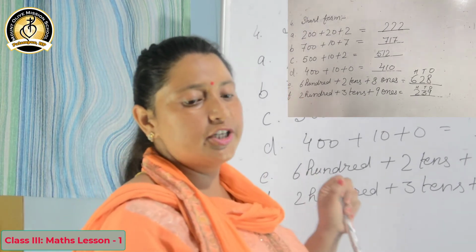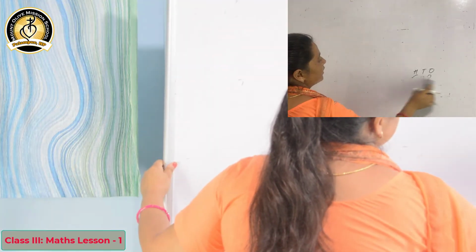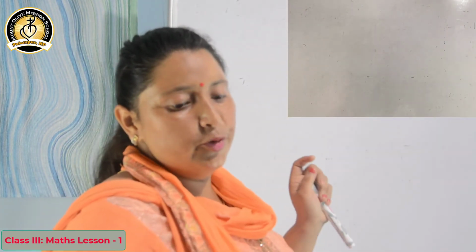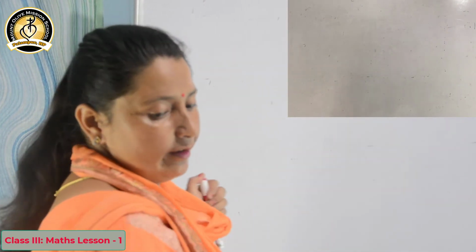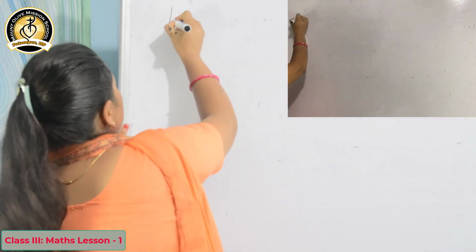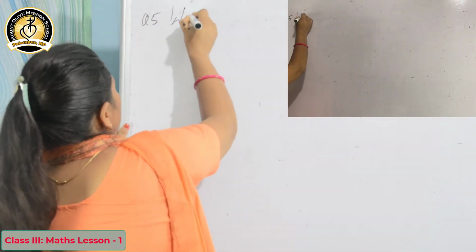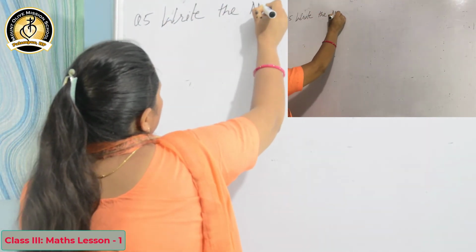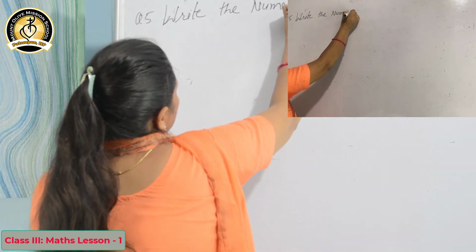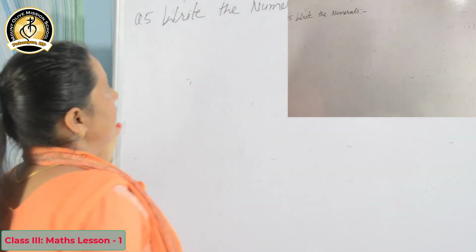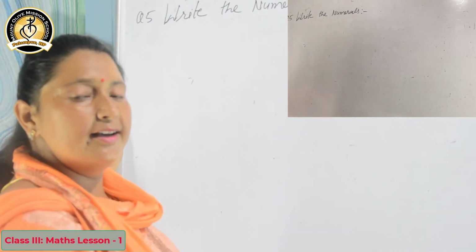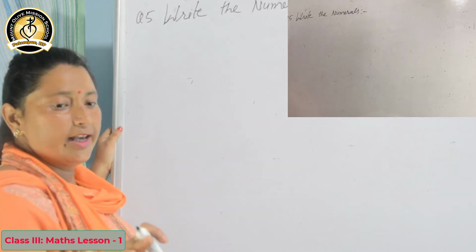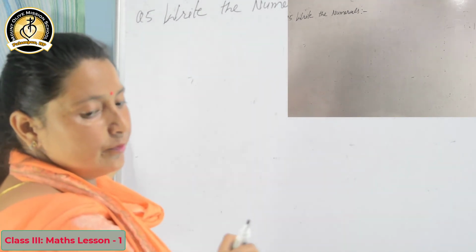So come on the question number 5. So dear students, question number 5 is write the numerals for each of the following. Write the numerals. Okay. Numerals means in figure. Okay. Figure and numerals same thing. Okay. Question number 5 part A.